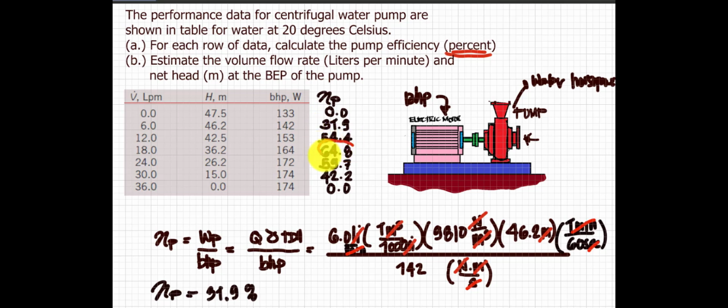Now, from here, if you're going to select the best efficiency of the pump, this is 64.8. It will be the best efficiency point with the corresponding 18.0 liters per minute of volume flow rate, with the corresponding 36.2 meters of head, and a brake horsepower equivalent to 164. That will be the electric consumption of the electric motor.